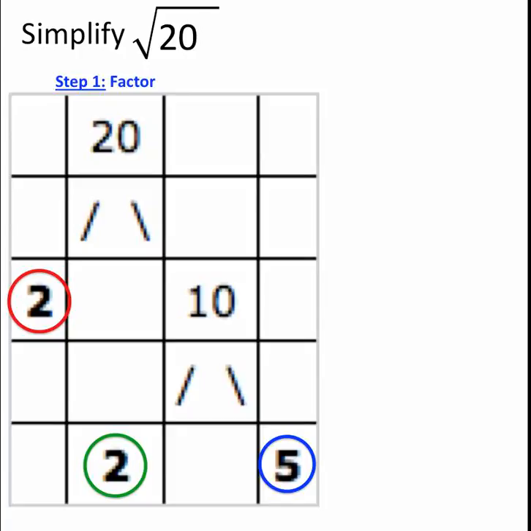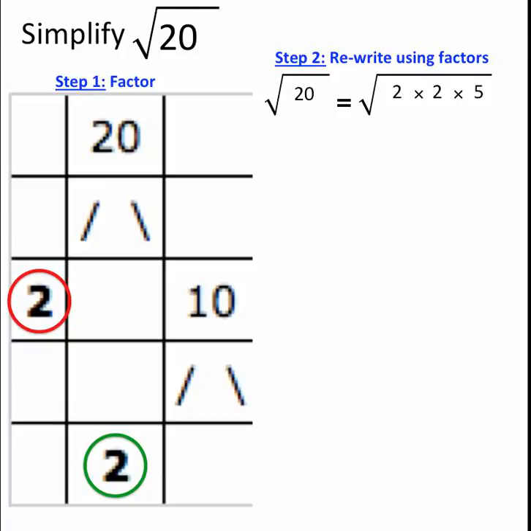Now that I have those factors, my next step is to use them to rewrite the expression using those factors. So I can say that the square root of 20 is equal to the square root of the product of its factors. So in this case, 2 times 2 times 5.